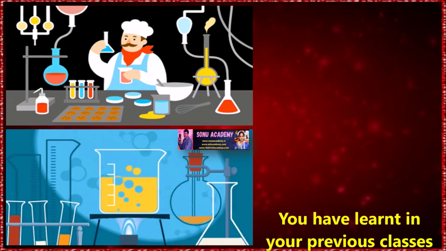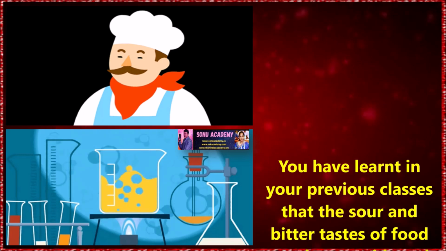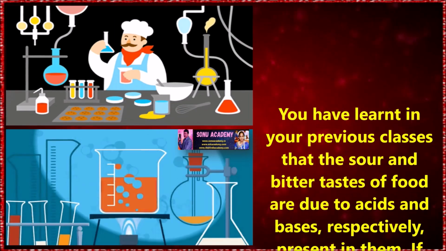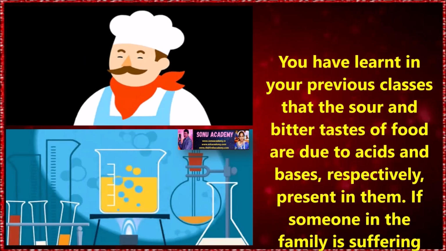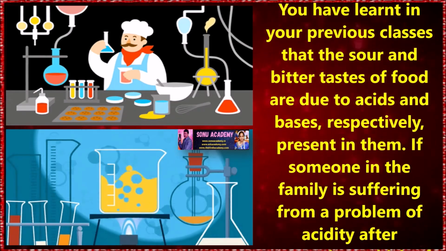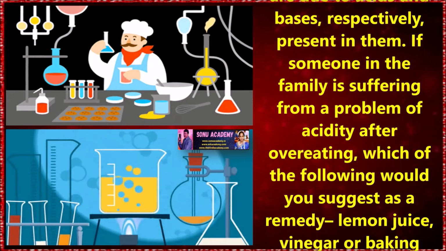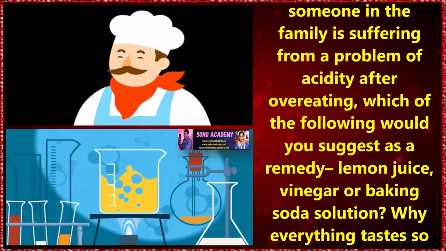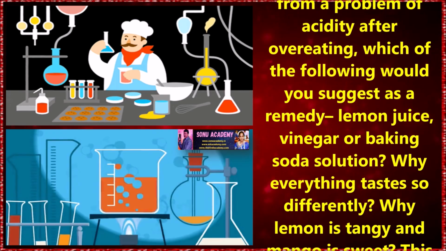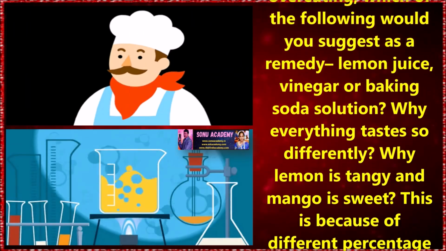Children, you have learnt in your previous classes that the sour and bitter taste of food are due to acids and bases respectively present in them. If someone in the family is suffering from a problem of acidity after overeating, which of the following would you suggest as a remedy? Lemon juice, vinegar or baking soda solution.